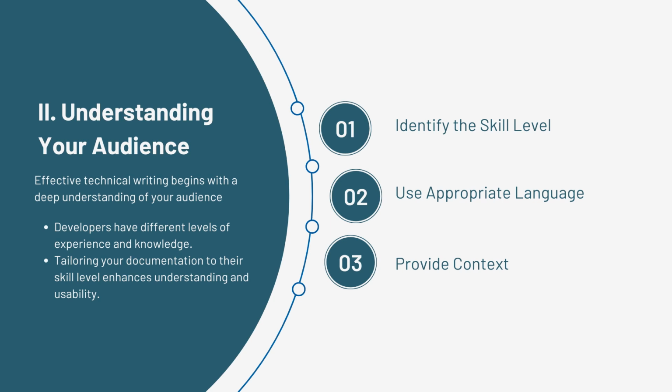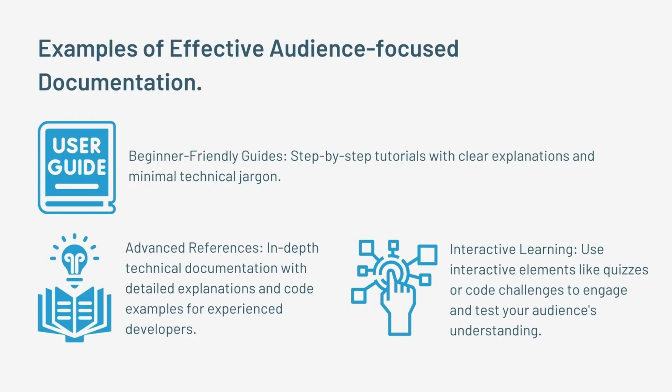And then once you identify that skill level, you're going to have to use appropriate language. You provide context on whatever you're writing. The reason for this is that it will help you to tailor your document or your writing style to make it more understandable to the person who is going to read that document.